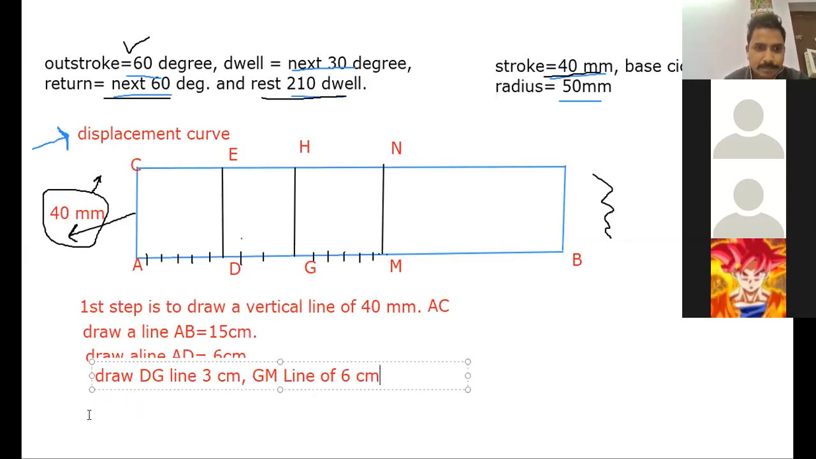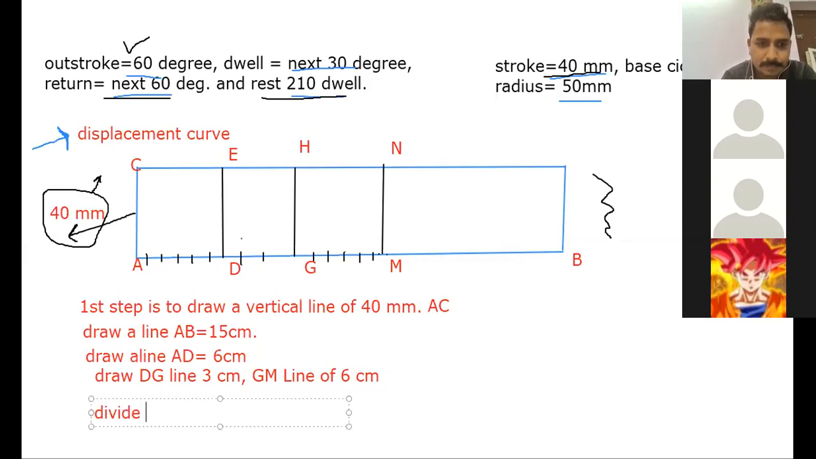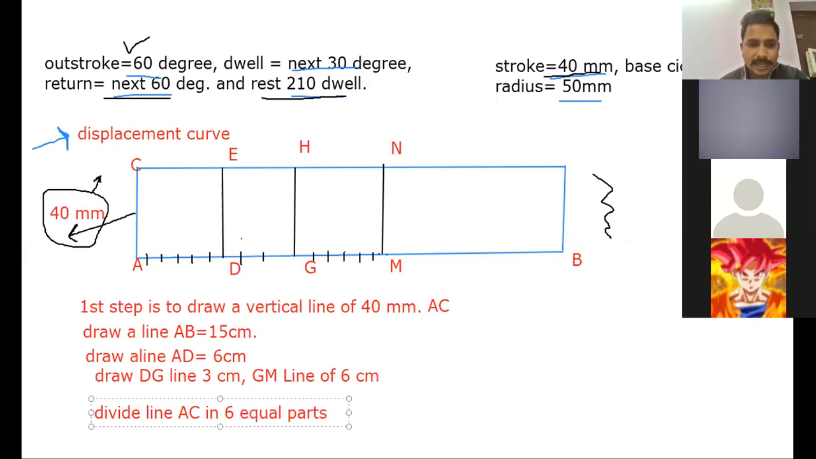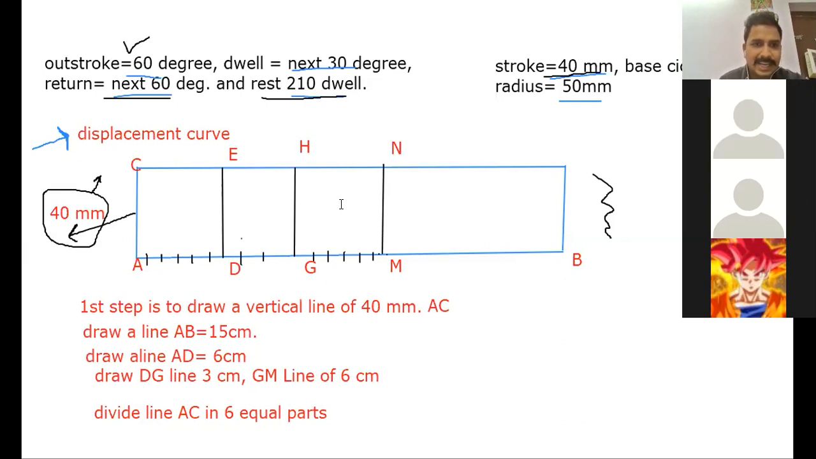After this, we have to divide the line AC into 6 equal parts. Is it clear till here to everyone? Yes, sir. Okay, so we have to divide the line AC into 6 equal parts. So where is the AC line to us?